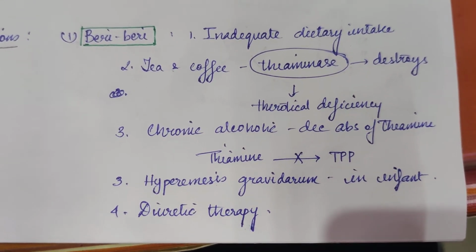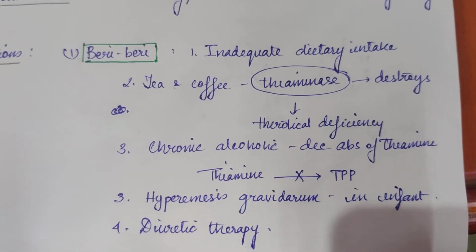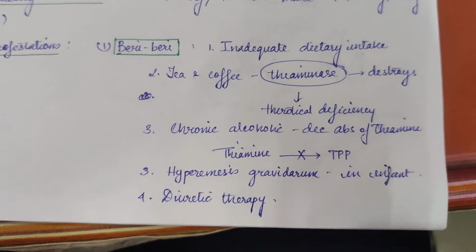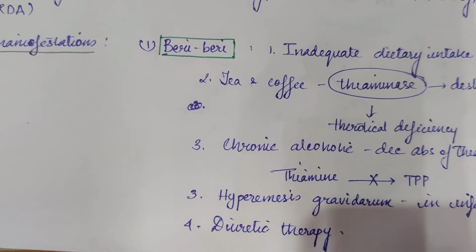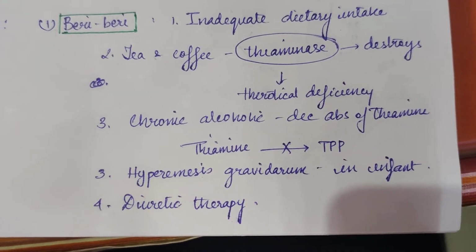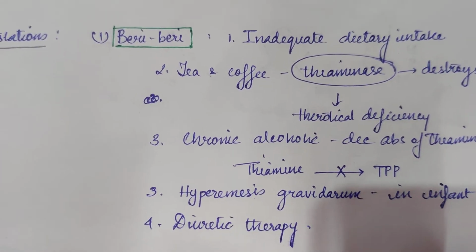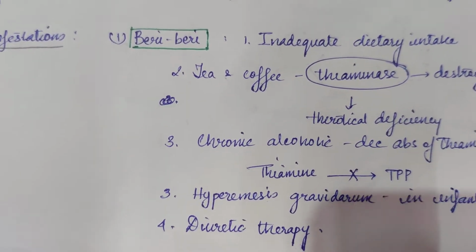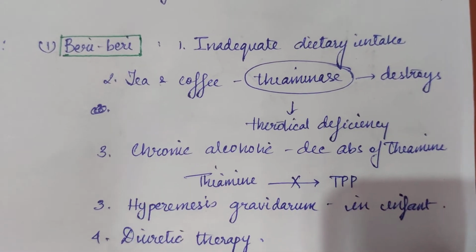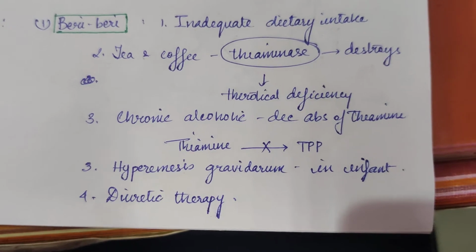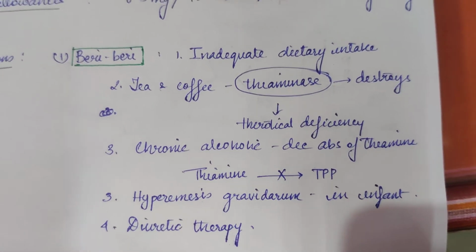Next we have hyperemesis gravidarum. Whatever is related to gravid, like the gravidex test, is related to pregnancy, that is, to the fetus. So this can be found in infants or in the fetus. And we have diuretic therapy.